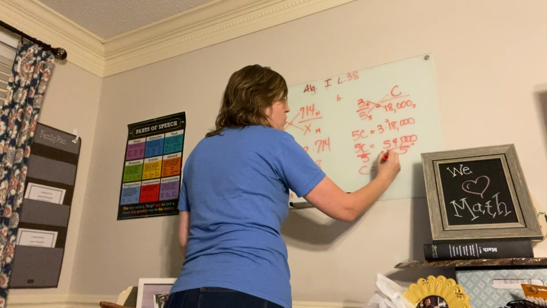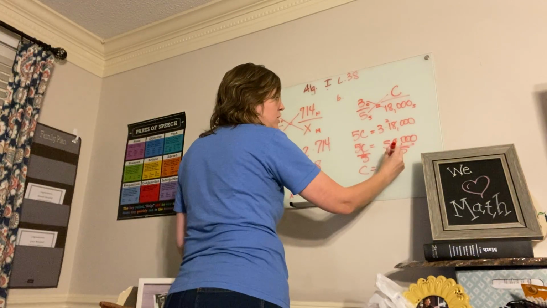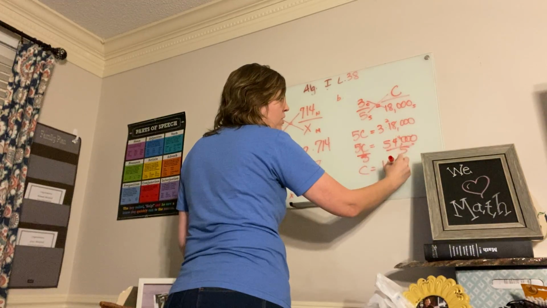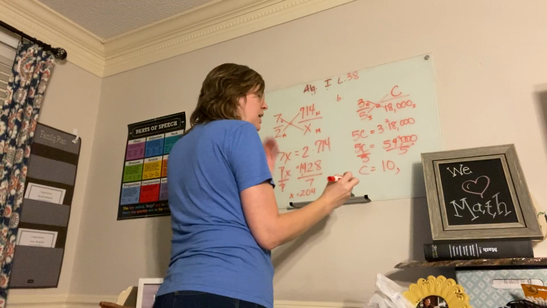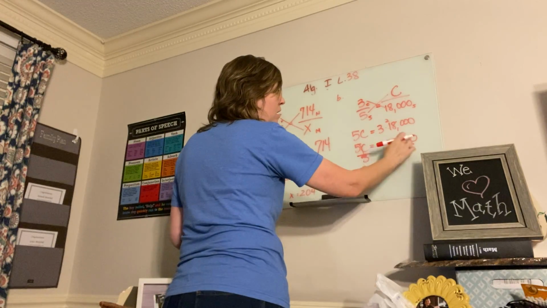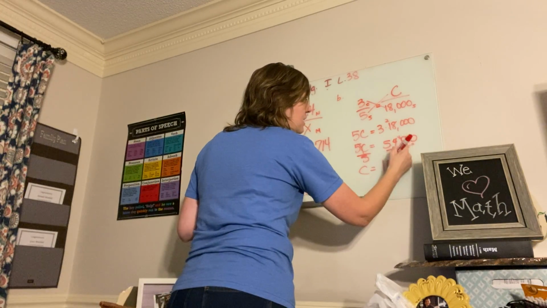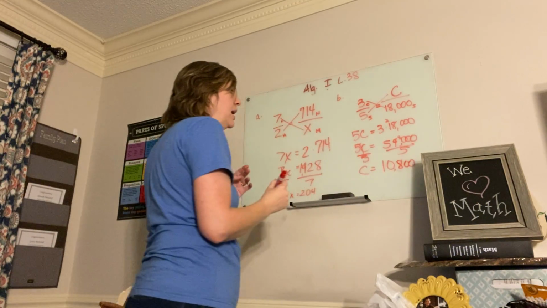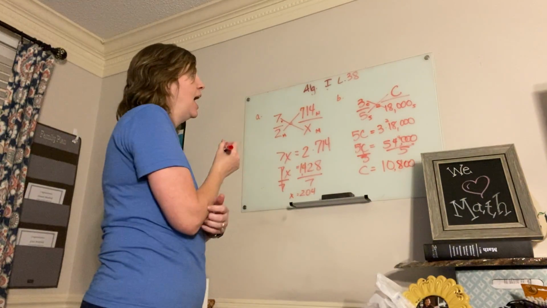So C equals, 5 goes into 5 one time. 5 won't go into 4, so I'll bring my 4 over. And 5 goes into 48 nine times, and then 0, 0. So yes, my answer is 10,080.